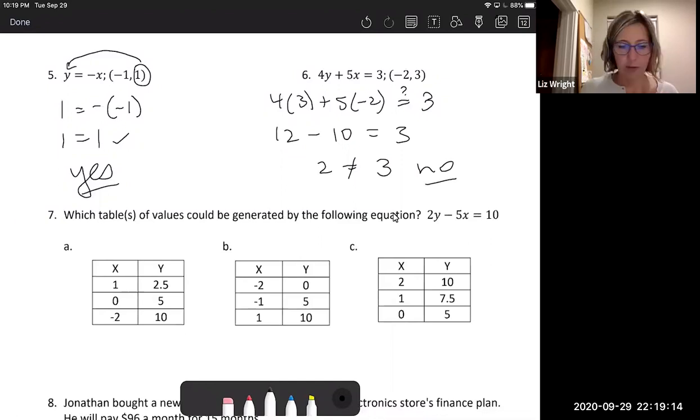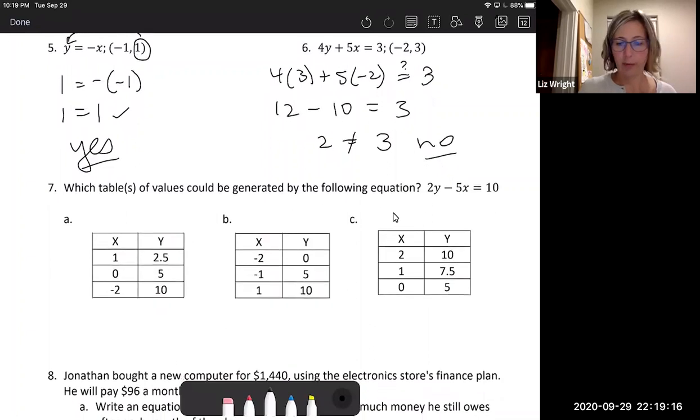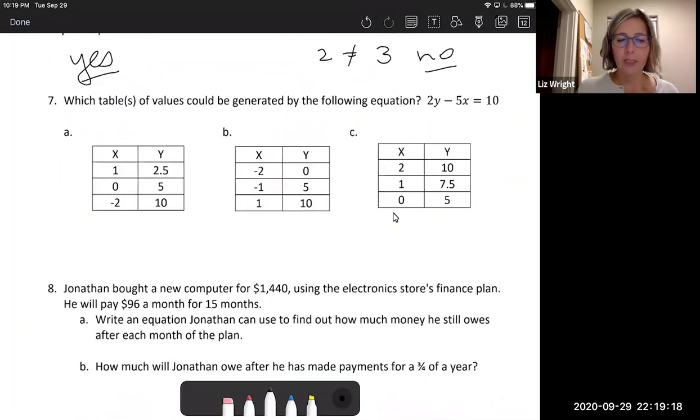All right, let's look at the next one. Number 7, this time we're looking at tables. It says, which table or tables of values could be generated by the following equation? So we've got this equation and it's just asking which of these tables of values could be generated by this equation. Well, what that means is you just plug it in and figure it out.